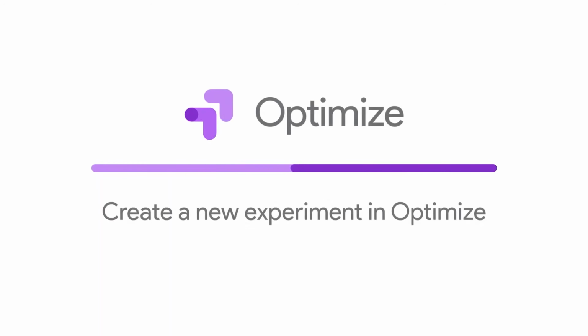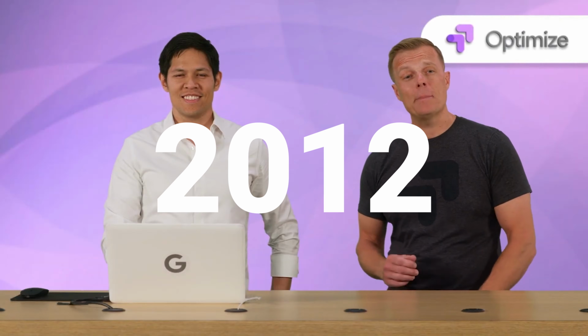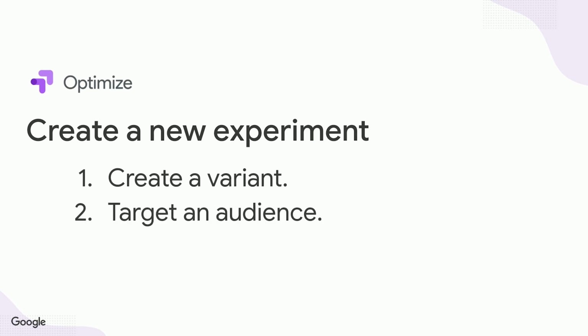Let's jump right in. A little bit of brief history around Google Optimize, and you will see why this matters. So Google released Google Optimize back in 2012, and it's been around since then in one shape or another. But this is not the first A/B testing software that Google had actually released.